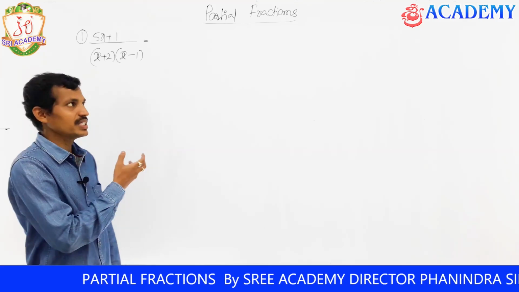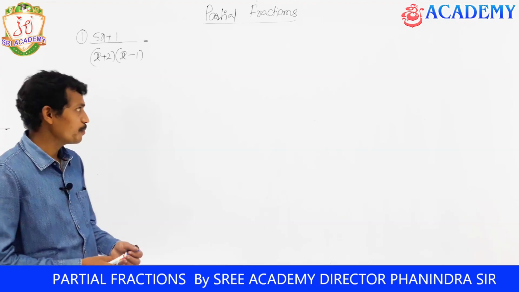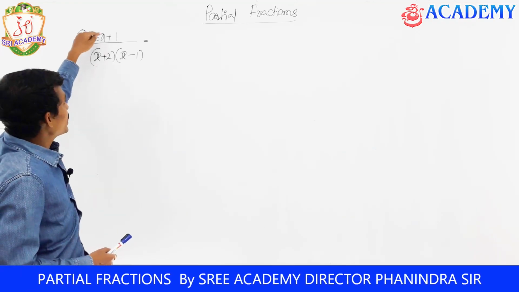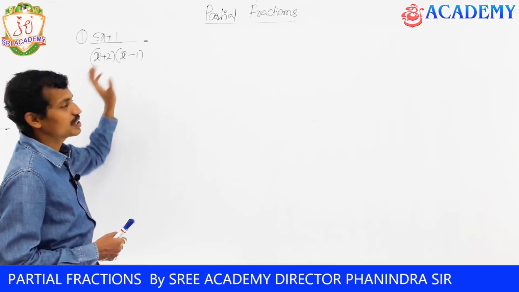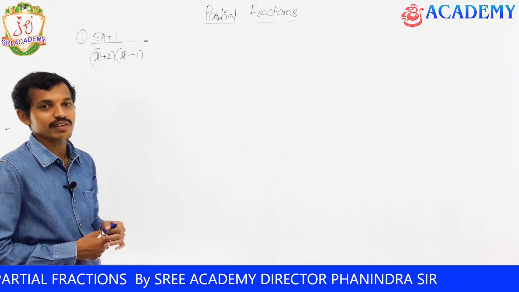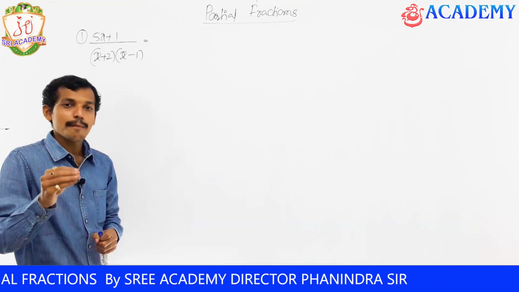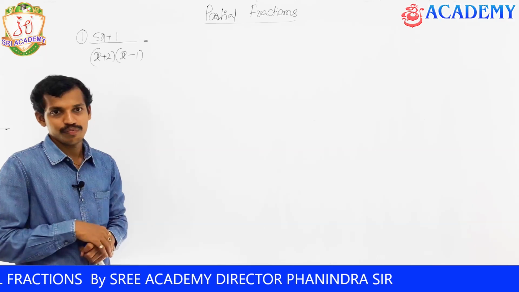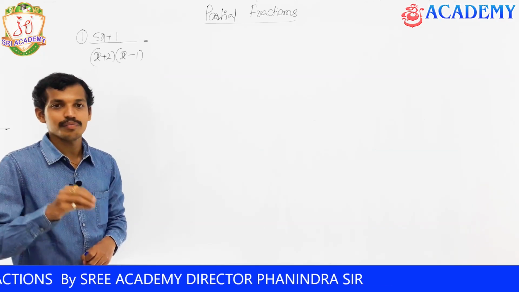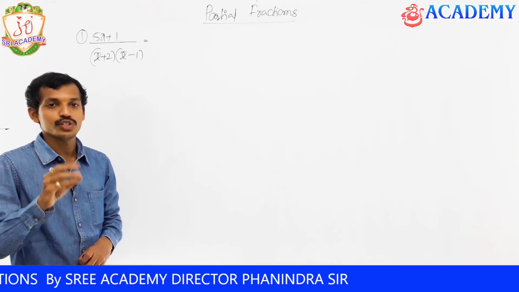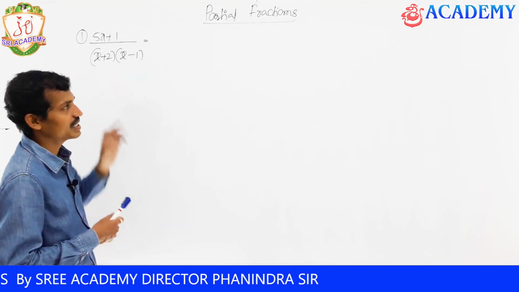Here our question is 5x plus 1 divided by x plus 2 into x minus 1. The numerator degree is 1 and the denominator degree is 2. By multiplying x into x, you get the highest power x square. That's why this is a proper rational function. First we will learn proper rational functions, then improper functions. It is a proper function with linear factors in the denominator.